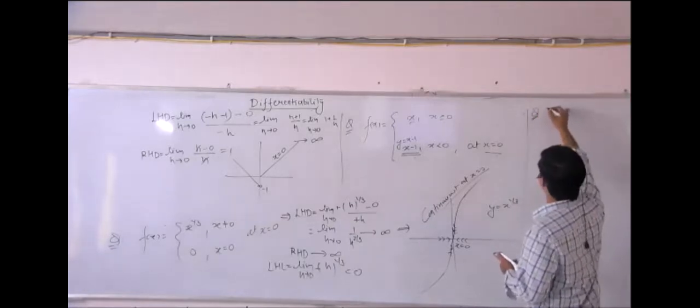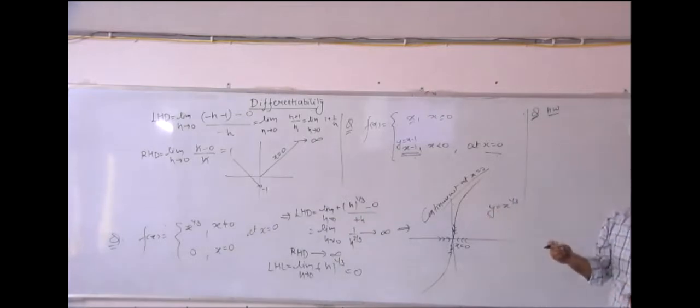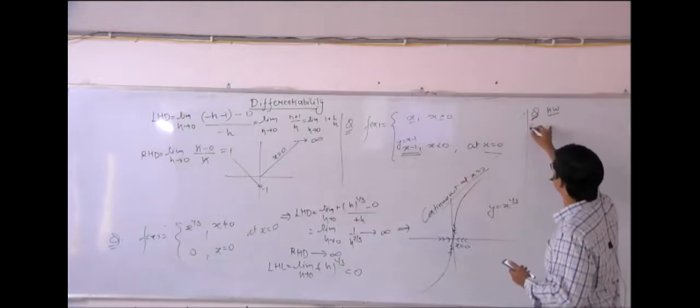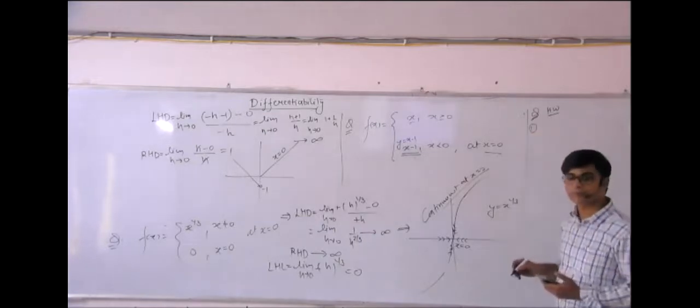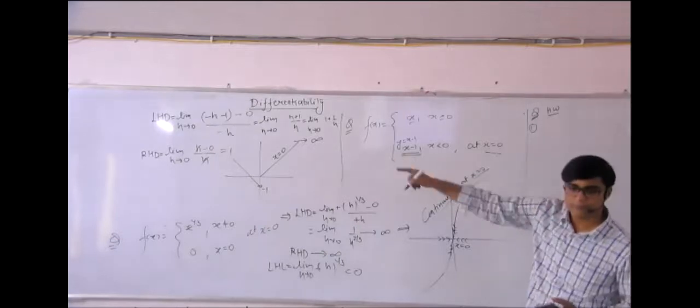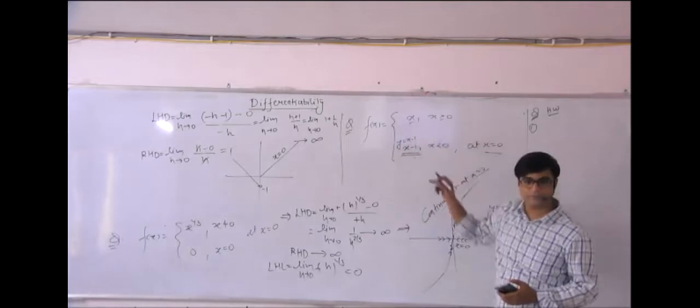Any DPP left? Or have we discussed all the DPPs? Discussed all? In this case, f of 0, because 0 is here, is 0.